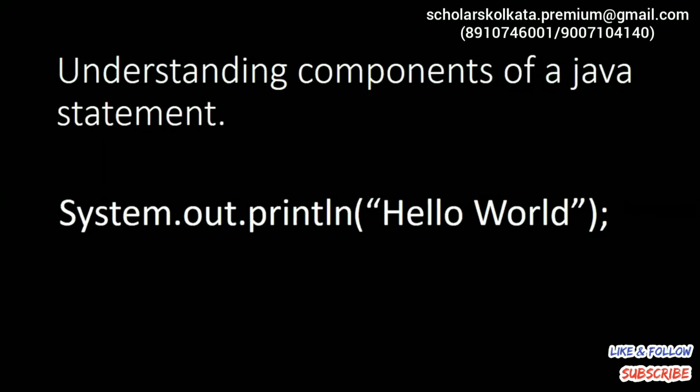So how do we access it? Using the dot. Consider system as a box. When you open the box with the dot operator, you are accessing a lot of members that are present, like out, in, and err. One box is called out. When you open that box, you get a print function.